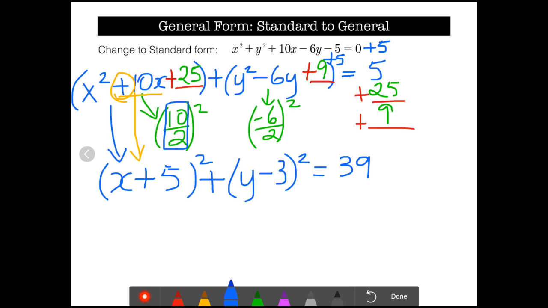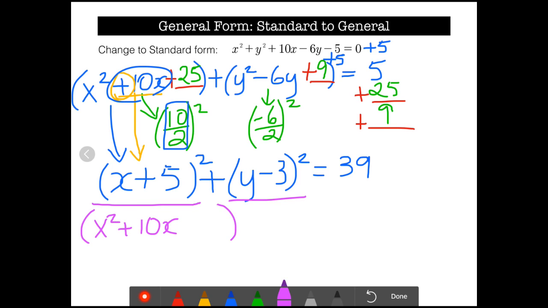Okay, so if you're curious about why we do this whole process of taking the middle number, dividing it by 2, and all that kind of fun stuff, the reason is because we want this to be a perfect square binomial like this, as well as the y minus 3. We want that to be a perfect square. And so in order to do that, we have to figure out what is the ideal number, plus 10x, what is the ideal number that goes right here so that it's going to give us a perfect square, x plus something squared. And so that's why we do this whole process.